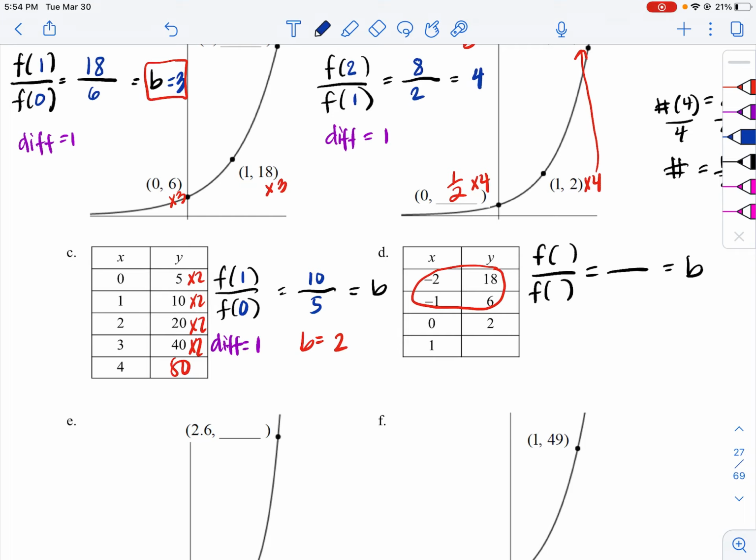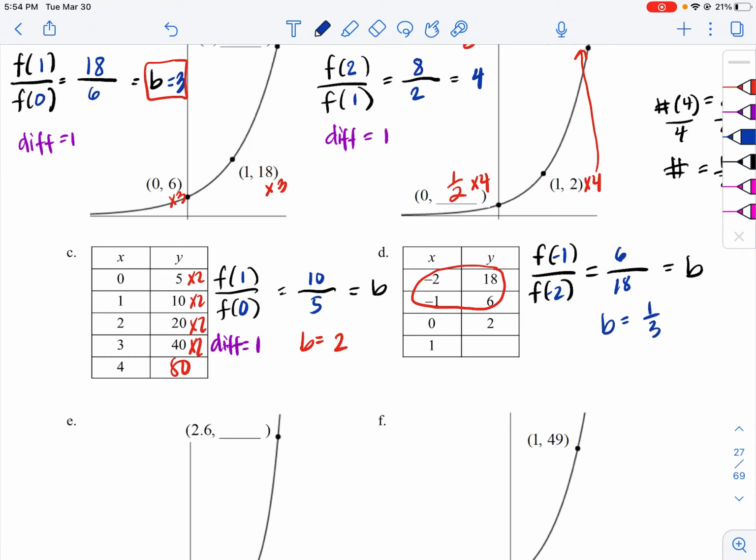Okay, so which one is bigger, -1 or -2? Of course, -1 is bigger, you guys. So we are going to put a -1 on the top. Okay, so -1 over here. You can also use 0 and -1, okay? So -1 has a y value of 6. -2 has a y value of 18. So we have 6 divided by 18, which is 1/3.